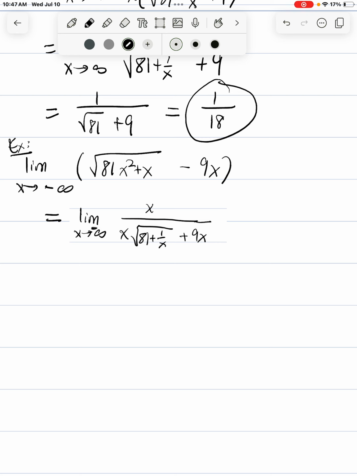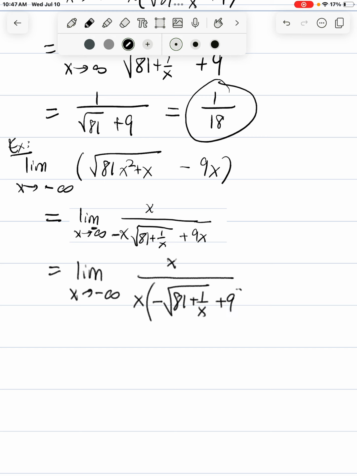So x is going to minus infinity. And I have to have a minus sign here, right? Because the square root of x squared is negative x when x is negative. And now let's see what changes. Well, again, I can just factor out an x. So limit as x goes to minus infinity of x over, if I factor out an x, I get a minus square root of 81 plus 1 over x plus 9. And now when I cancel out the x on the top and bottom, I have this.